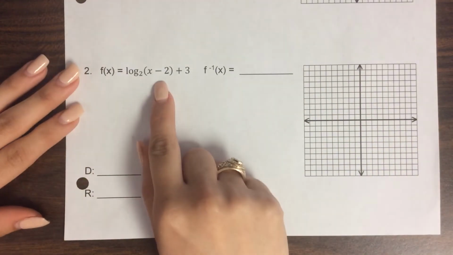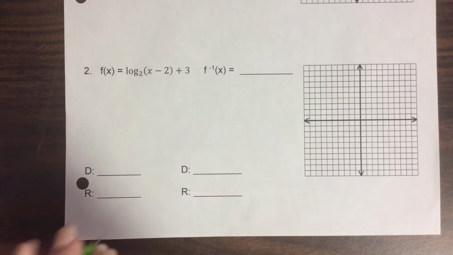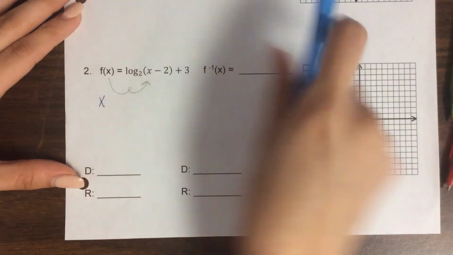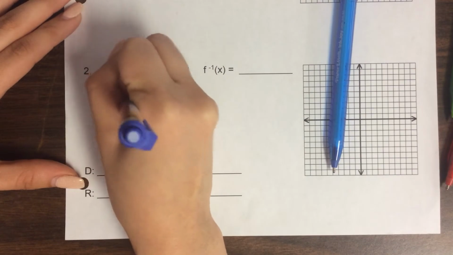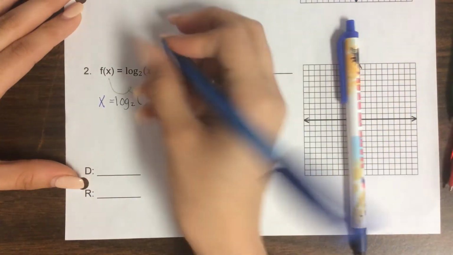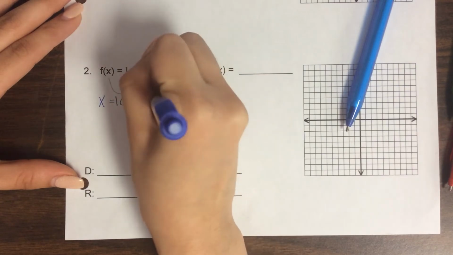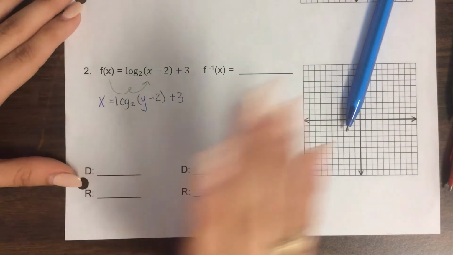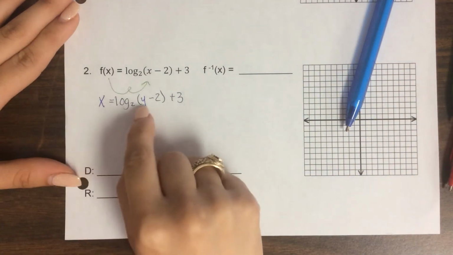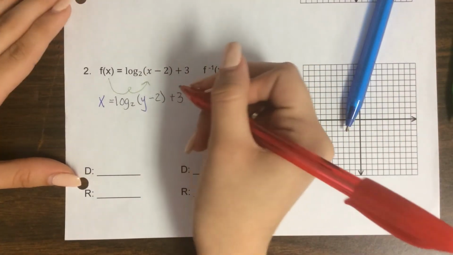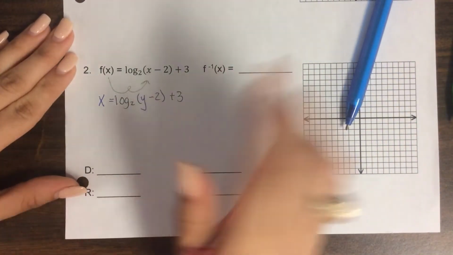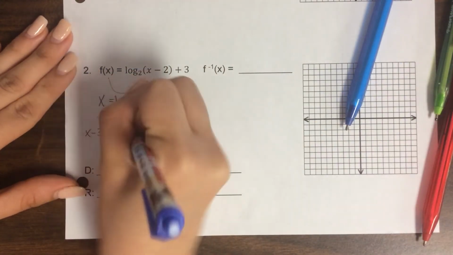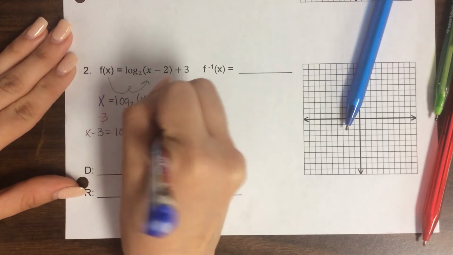So again, we're going to go ahead and do step number 1, which is switch your x and your y. So go ahead and do that. This is now y. Now that we have them switched, goal, get y by itself, right? So let's go ahead and get rid of the thing that is furthest from y, which is my 3. Subtract 3 on both sides. So I have x minus 3 is equal to log base 2 of y minus 2.